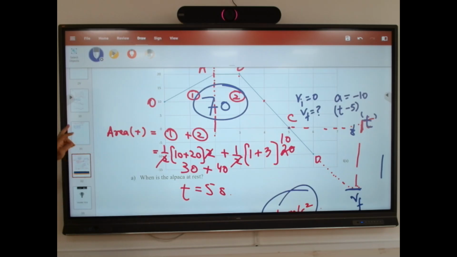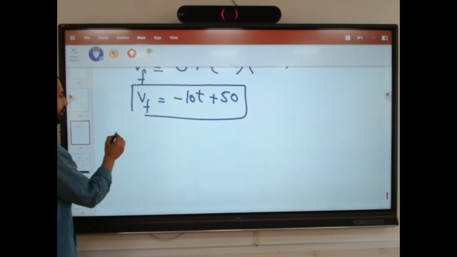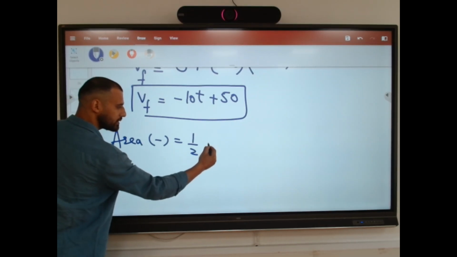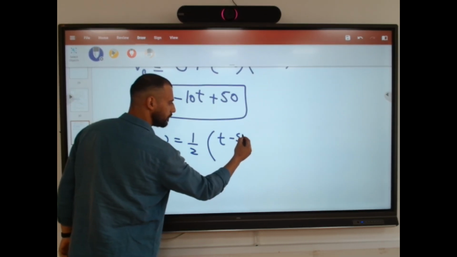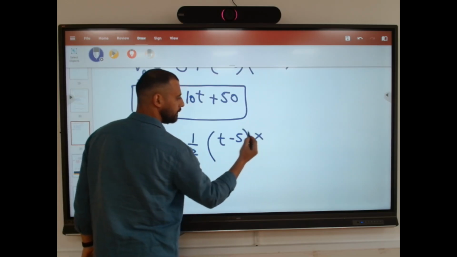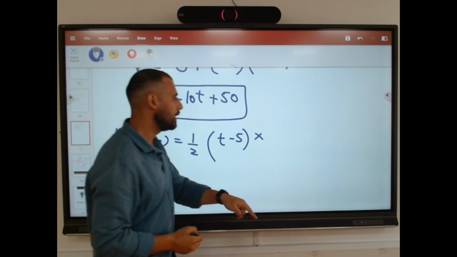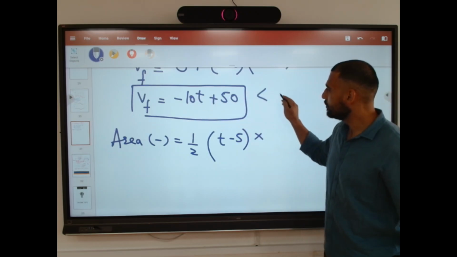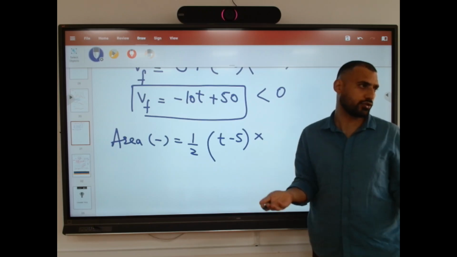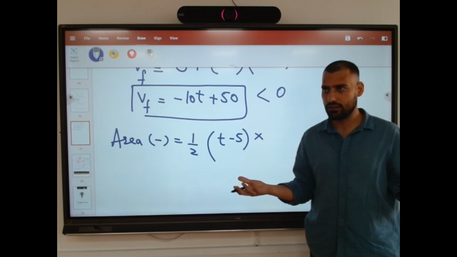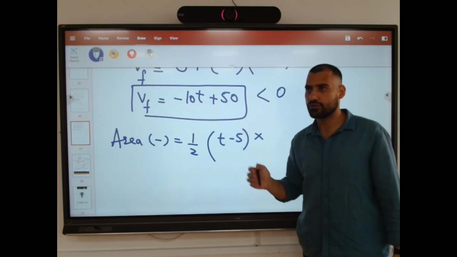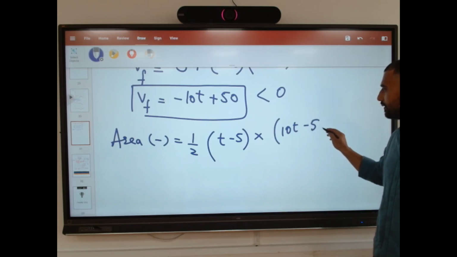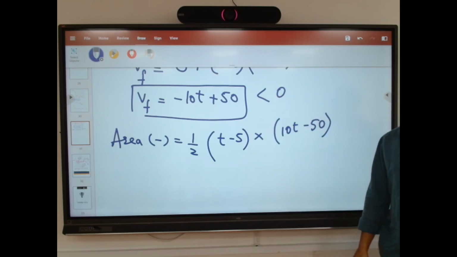So yes, what we'll do is find the area, but the negative portion will be half of base. So base is t minus 5 multiplied by the height. And height is how much? See, understand. I'll not write this negative value. I'll write the positive value because area is never negative, right? How will I change it to positive? Should I write it as 10t minus 50? That will be the positive value of this.